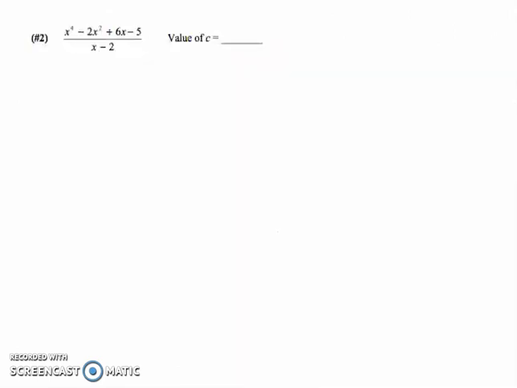Let's try a second example. This polynomial is a little bit longer, and please note that we are missing an x cubed term. So we're going to need to put a 0 in that spot to hold the place for the x cubed term. We are dividing by a linear factor. The factor, or the divisor, is x minus 2, which means that our c value is going to be +2.